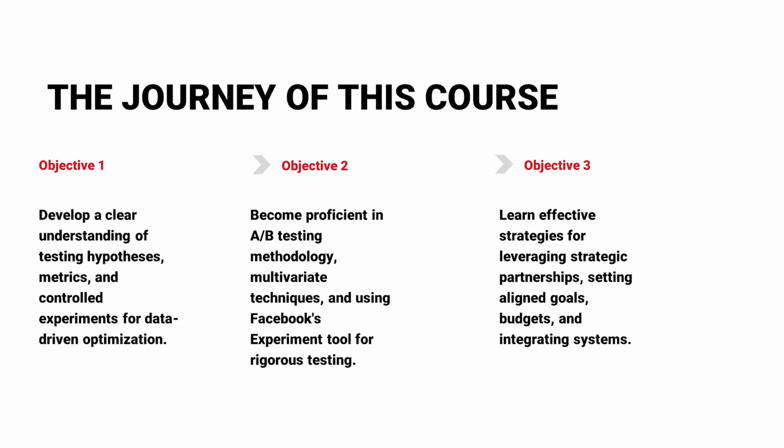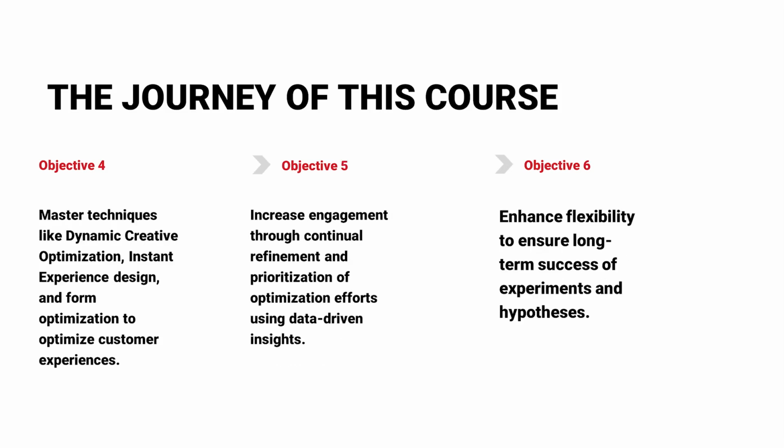Objective number 2, we want to become proficient in A/B testing methodology, multivariate techniques, and using Facebook's experiment tool for rigorous testing. It sounds a lot more complicated than it is. Objective number 3, we want to learn effective strategies for leveraging strategic partnerships, setting aligned goals, budgets, and integrating systems. As we move on ahead, objective number 4, master techniques like dynamic ad creative optimization.